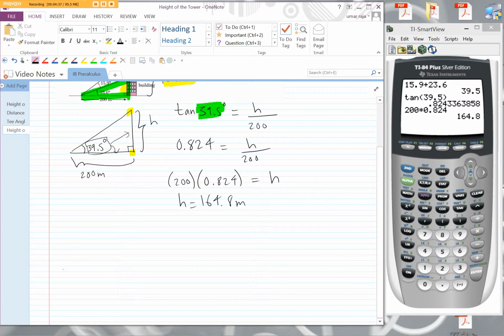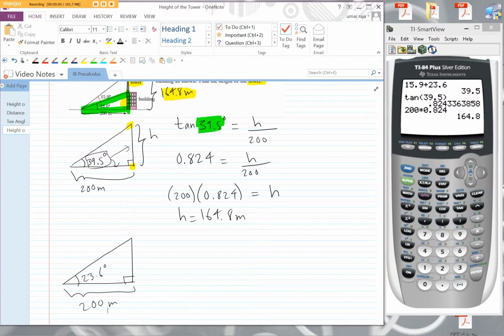Okay, so now you have the second triangle, which is also a right triangle, and this is 23.6 degrees. The reason why it's a right triangle is because of the 90-degree angle that's given. And then, of course, this itself is 200 meters. You're going to see that a lot of times, you're going to have problems dealing with triangles where you have multiple triangles combined into one, but you can always use the same measurement for different triangles.